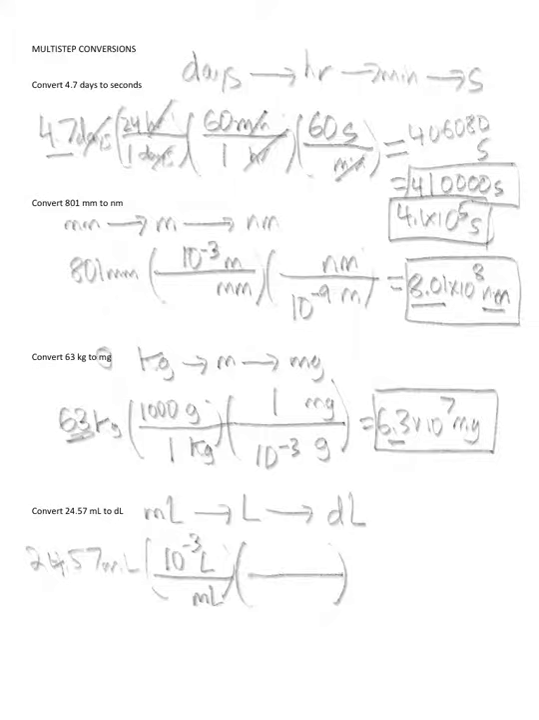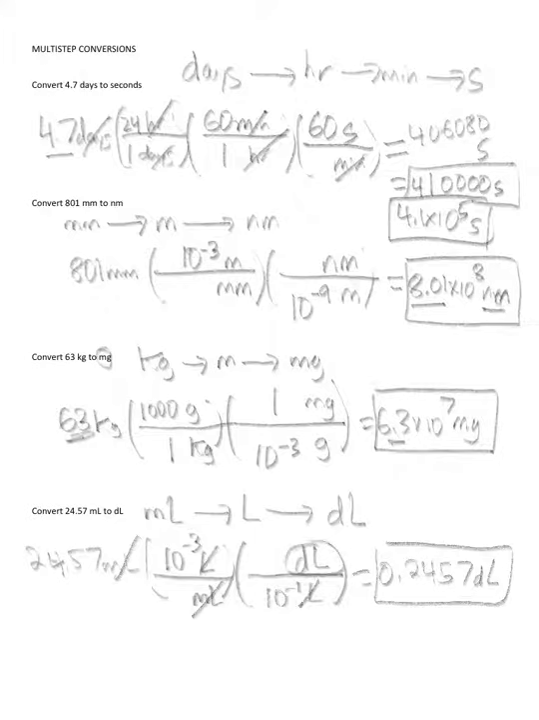Our next conversion factor is going to take liters and change it to deciliters. Deci is a prefix that means 10 to the minus 1. So 24.57 times 10 to the minus 3 divided by 10 to the minus 1 is going to give us 0.2457 deciliters. Milliliters divided by milliliters cancels. Liters cancel liters. That left us with deciliters.